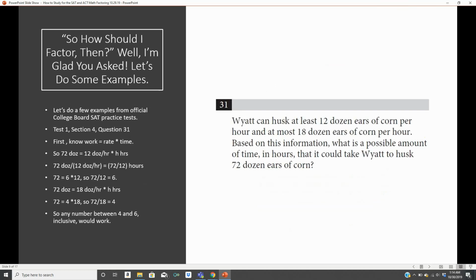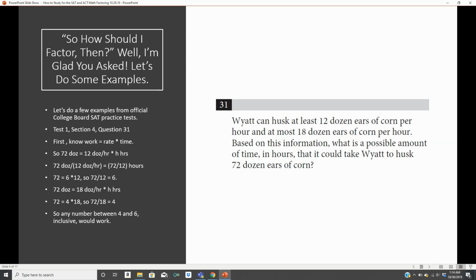So here's another example. This is test 1, section 4, question 31. It says, Wyatt can husk at least 12 dozen ears of corn per hour and at most 18 dozen ears of corn per hour. Based on this information, what is a possible amount of time in hours that it could take Wyatt to husk 72 dozen ears of corn?